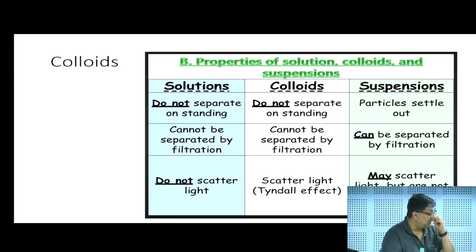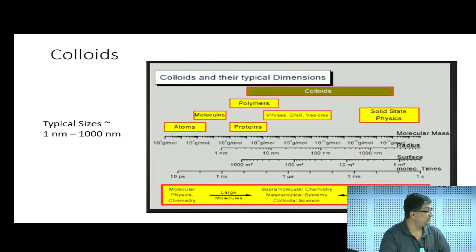So solutions, colloids, and suspensions are the three forms in which you can have particles in water. Solutions don't separate by standing, you cannot filter them, they are essentially dissolved, and because they are dissolved, they don't scatter light. Colloids do not separate by standing, so in that sense they are very similar to solutions, and they cannot be separated by filtration, but they do scatter light, that's called the Tyndall effect. Suspensions settle out, you can filter them, they may scatter light, they may be transparent, but they are larger particles. So size plays a big role in colloids.